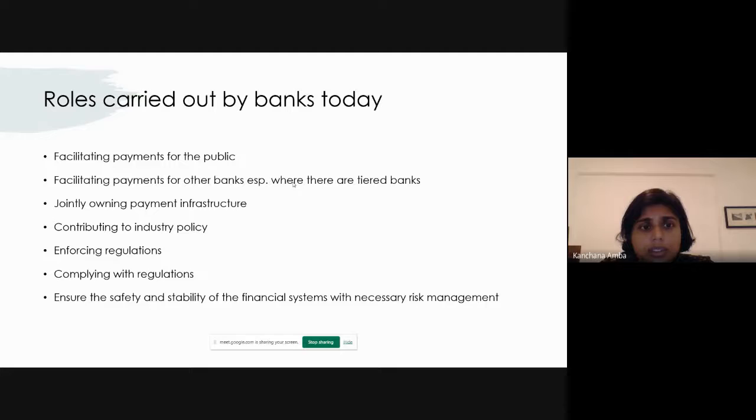And for them, there is a tiered membership structure within the payment systems, right? So everyone is not equal and does not have the same type of access to the payment systems, mainly for risk reasons, right? They also jointly own the payment infrastructure in the country. Not only in Sri Lanka, even abroad, that joint owning structure and institutional structure is there.